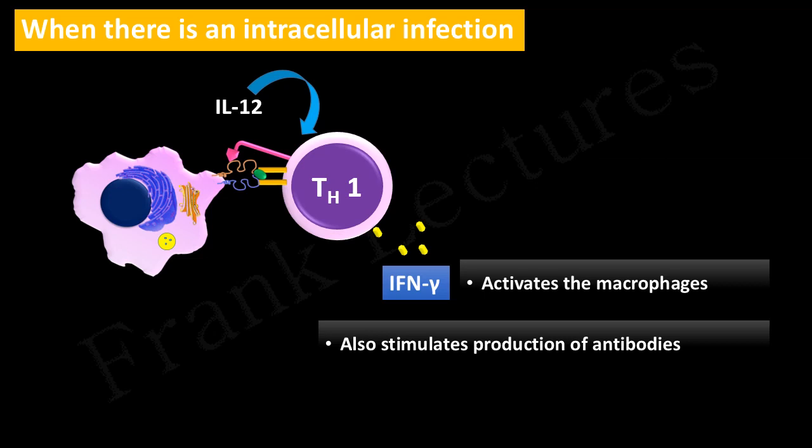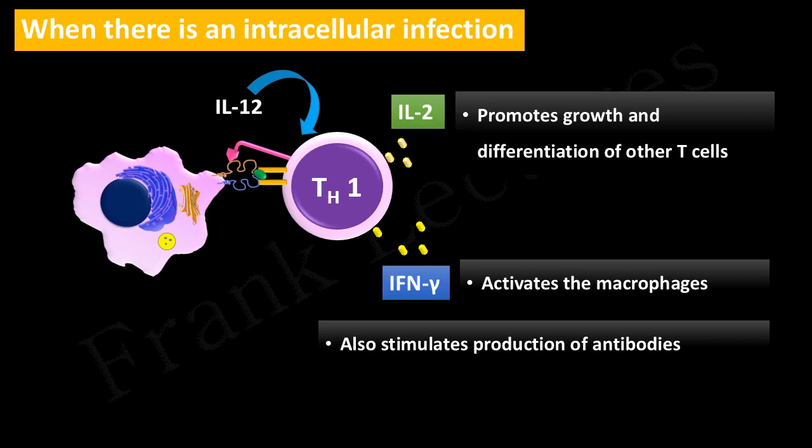Besides interferon gamma, these T helper type 1 cells also produce interleukin 2, which promotes growth and differentiation of other T cells. So, here we saw that interleukin 12 induces differentiation of T helper type 1 cells, and these T cells secrete interferon gamma and interleukin 2. The main function of T helper type 1 cells is to help macrophages to fight against intracellular infections.